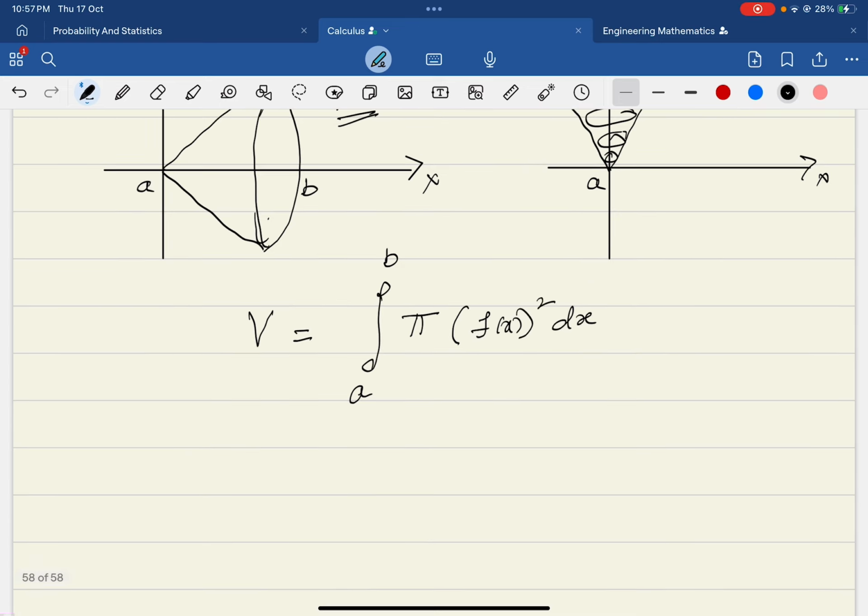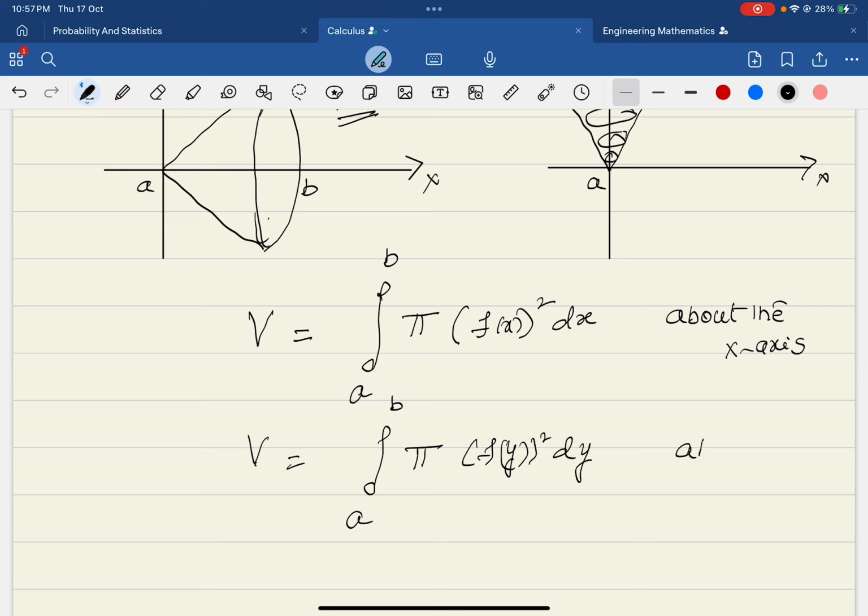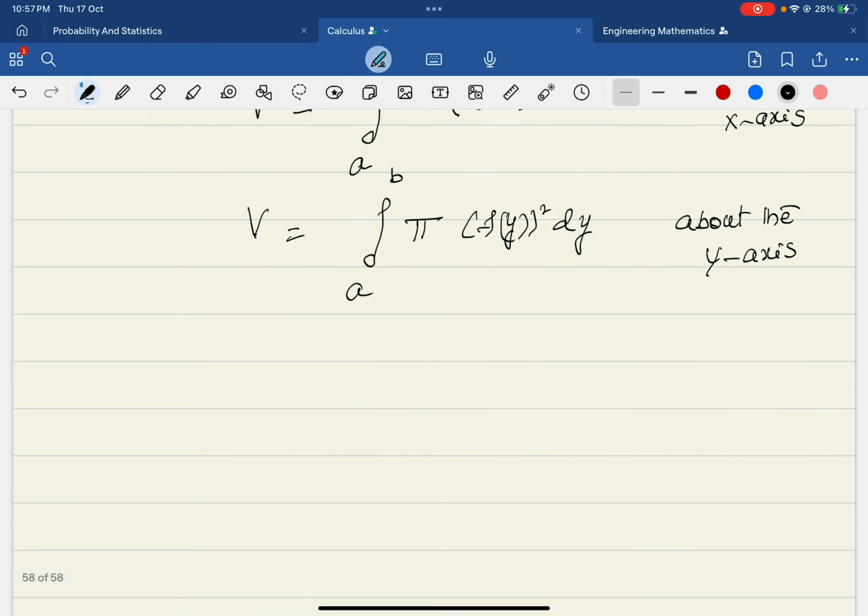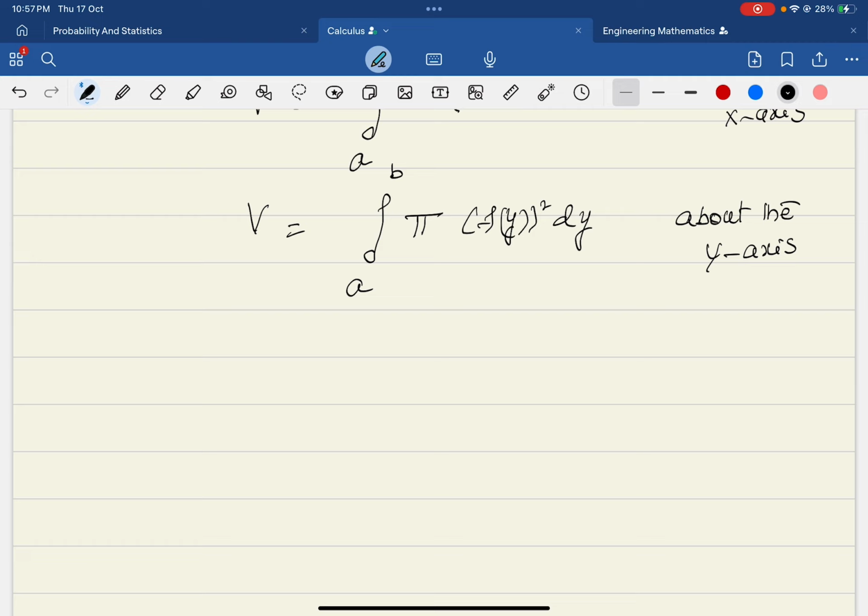Understood? This is when the revolution happens about the x-axis. And the volume of the solid generated when revolved about the y-axis is pi times f of y the whole square dy. So this is the formula to find the volume of the solid generated by the revolution of the curve about the x-axis as well as the y-axis. This is one application. Now let us start doing some problems.